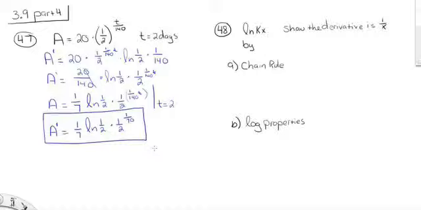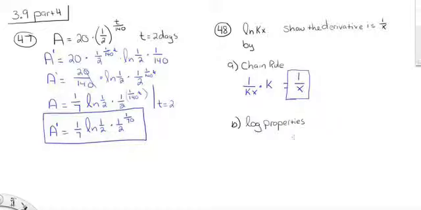And that brings us to the final question. It says for any positive constant k, so it's not a variable, it's a constant, the derivative of the natural log of kx is 1 over x. Prove it using the chain rule, and then try it again using logarithm properties first, and then taking the derivative. So the derivative of the natural log of kx, using the rule for natural log of u, would simply be 1 over kx times the derivative of kx, which is k. So that reduces to 1 over x.